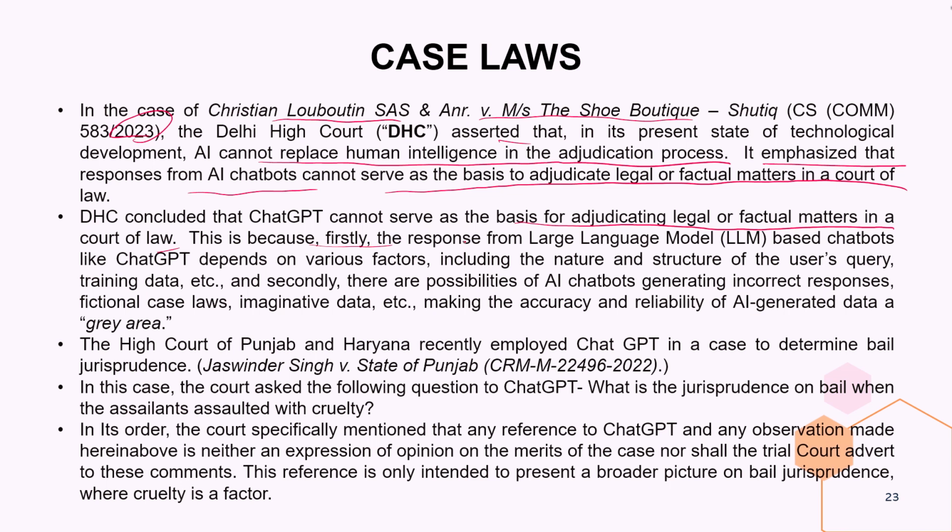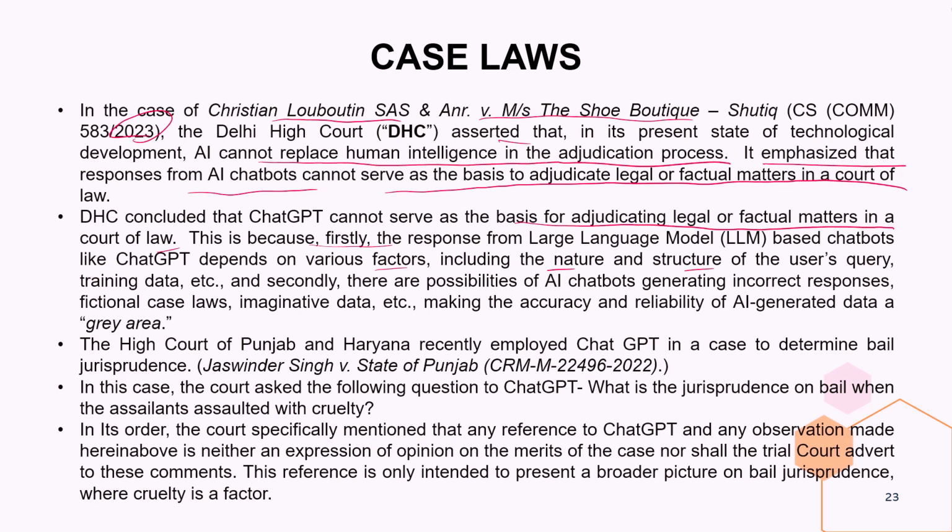This is because, firstly, the response from large language model based chatbots like ChatGPT depends on various factors, including the nature, structure, training data, etc. Secondly, there are possibilities of AI chatbots generating incorrect responses, fictional case laws, imaginative data, making the accuracy and reliability of AI generated data a grey area.